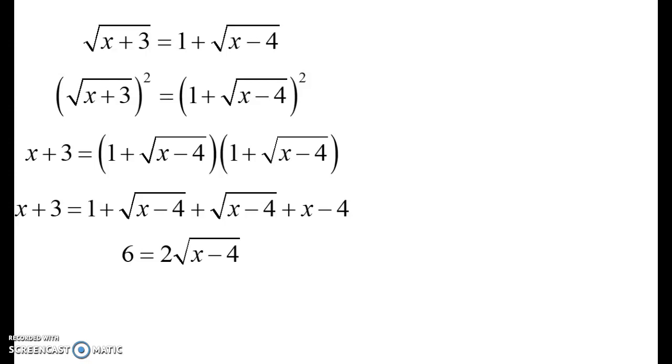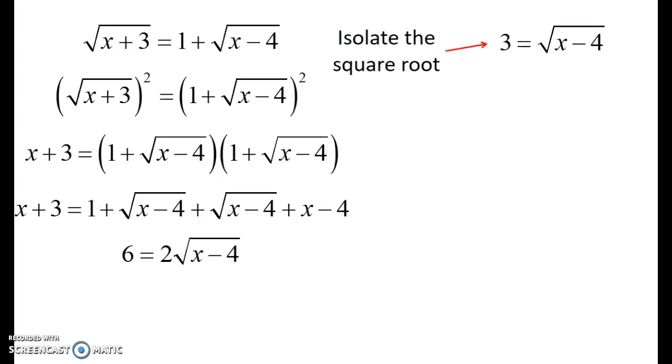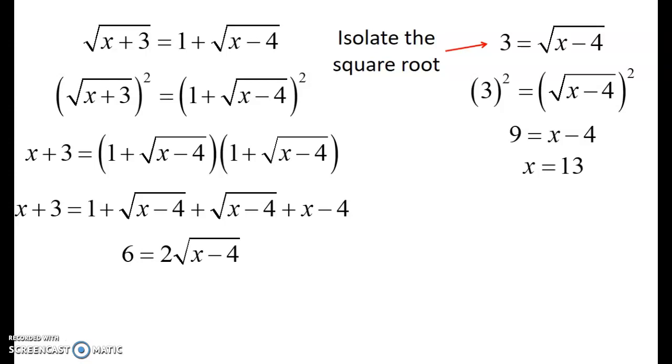Now the initial rules that we had come into effect. We can't do anything until our square root sign is isolated by itself. But there's a 2 there. So we're going to divide both sides by 2 to get 3. Now that our square root is isolated, we can continue on like normal. We're going to square both sides of the equation again. So the square root of x minus 4 squared, the square and the square root cancel themselves out. You're left with x minus 4, and then 3 squared is 9. We just then add 4 to the other side to get x equals 13.